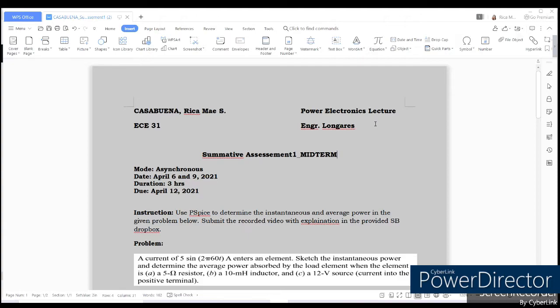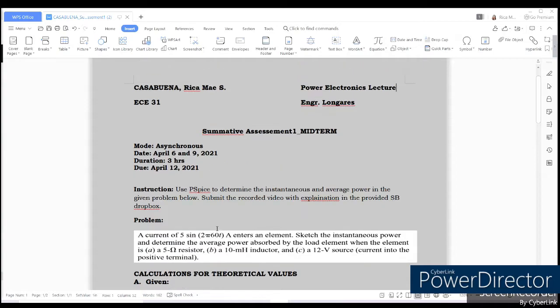For today's vlog, we will be discussing the Summative Assessment 1 for the Power Electronics lecture subject. For today's summative assessment, we are required to use PSpice to determine the instantaneous and average power in the given problem below. And this is the problem.